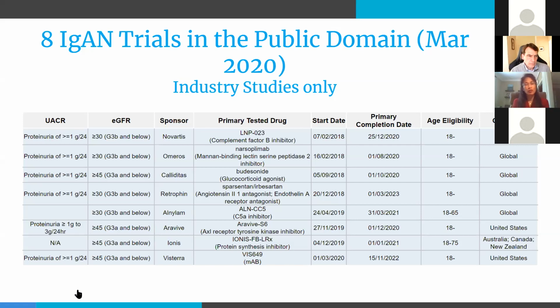The challenge is for investigators like Dr. Nachman to find enough patients to be able to enroll in these trials, because we need more shots on goal to make sure we get to a therapy that gets approved. Next slide, please.